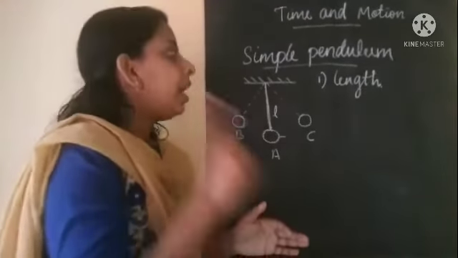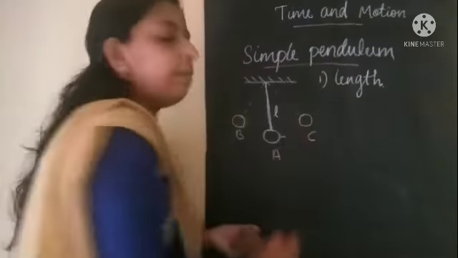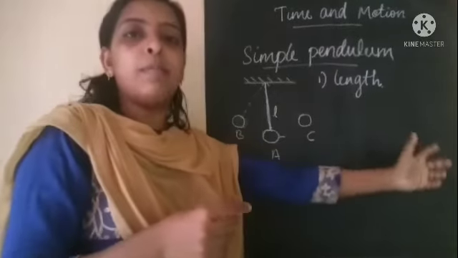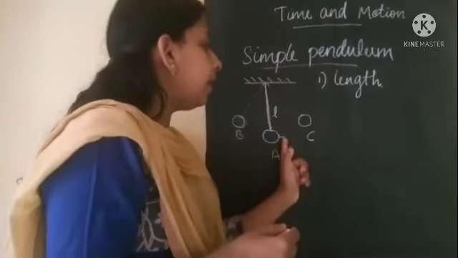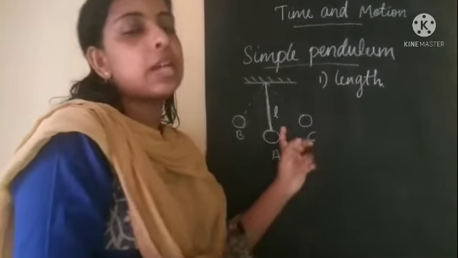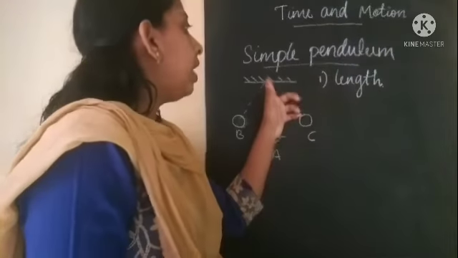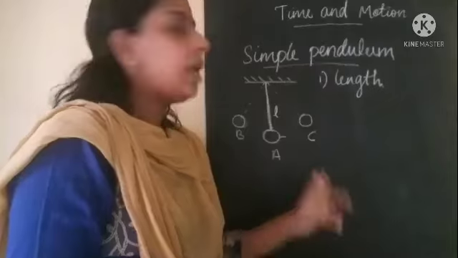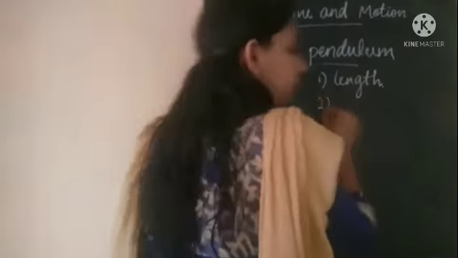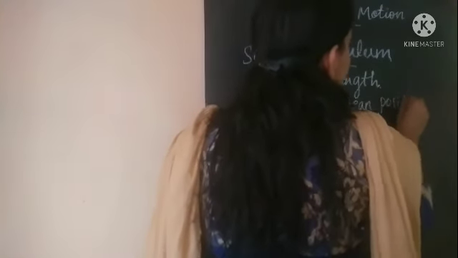The terms related to the simple pendulum. The first term is length. Length means the distance from the rigid support to the middle of the bob. So the length of the pendulum is the length from the point of suspension to the middle of the bob. The first one is the length of the pendulum, from the point of suspension of the string to the middle of the bob. And the second one is mean position. Okay, mean position is nothing.